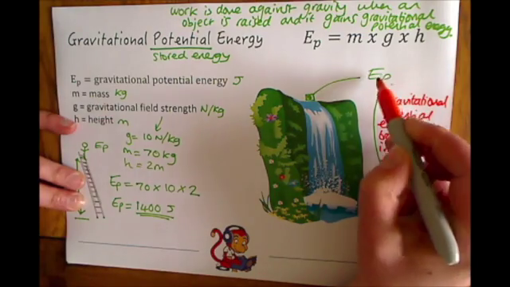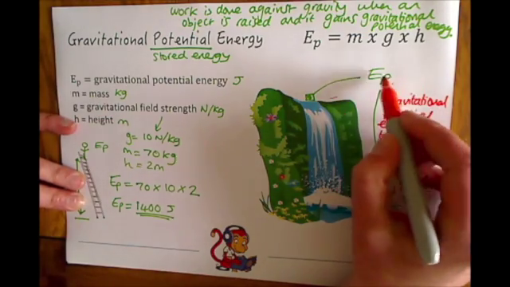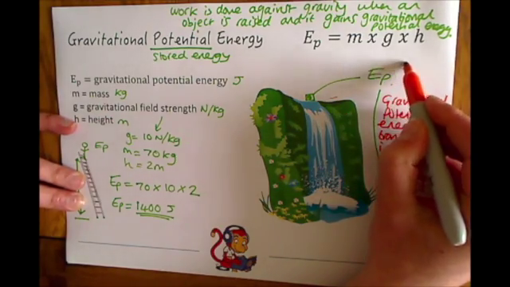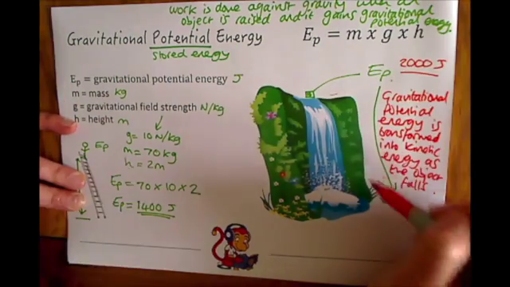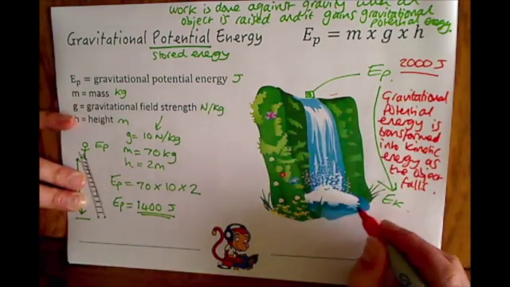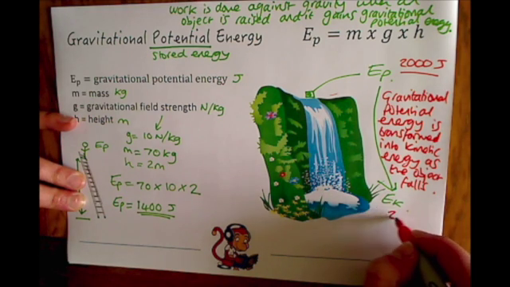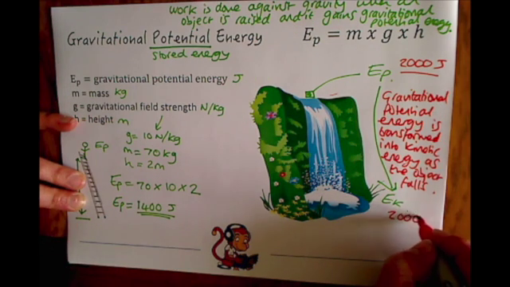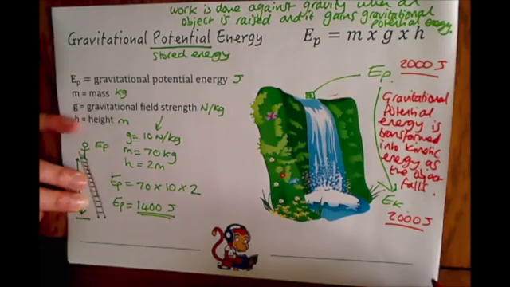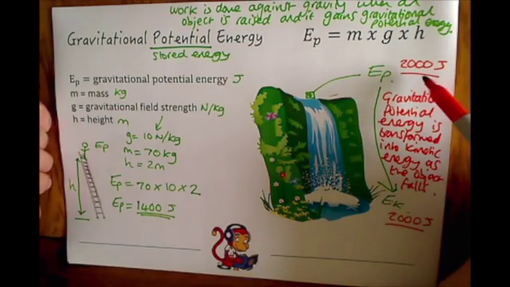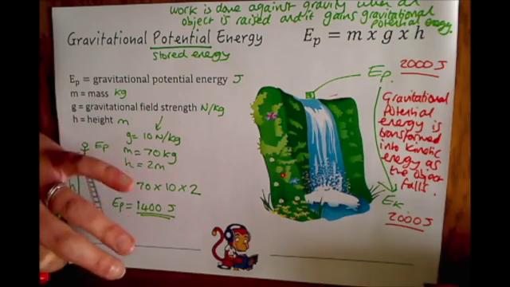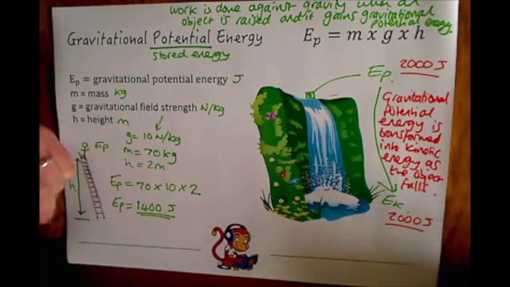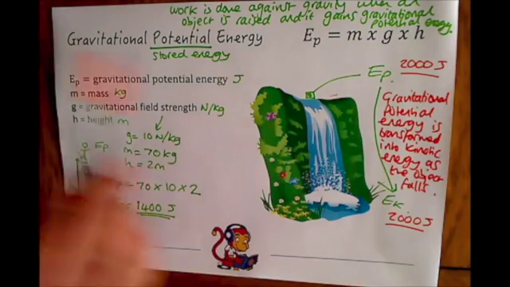Okay, so if an object at the top of the waterfall had gravitational potential energy of 2000 joules, for example, that would all be transformed into kinetic energy. So just before it hit the water, it would have a kinetic energy of 2000 joules. If it had 10,000 joules of potential energy up here, it would all be transformed into 10,000 joules of kinetic energy, and so on and so on. So all of that energy is transformed.